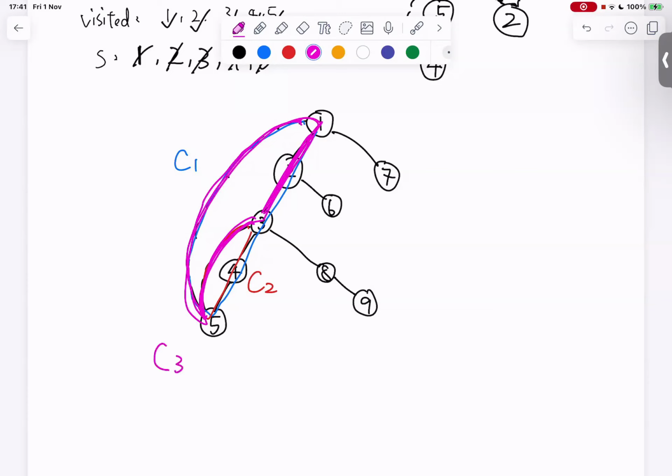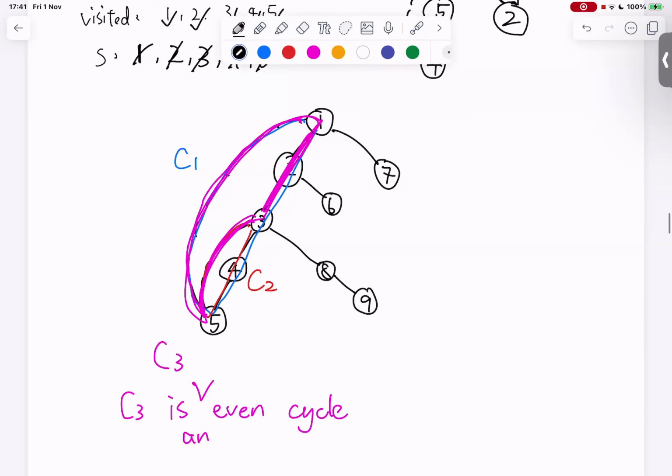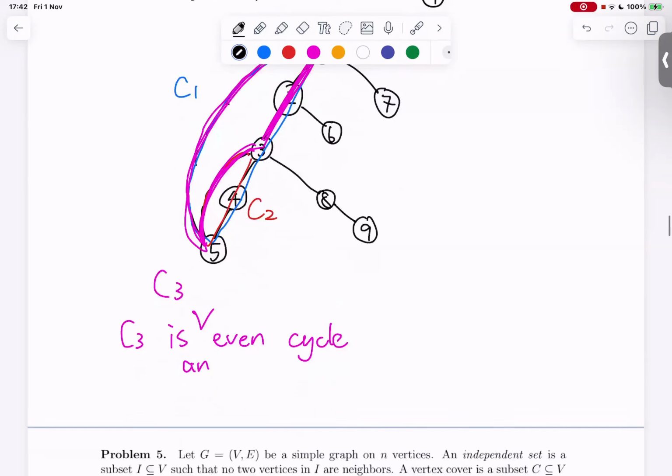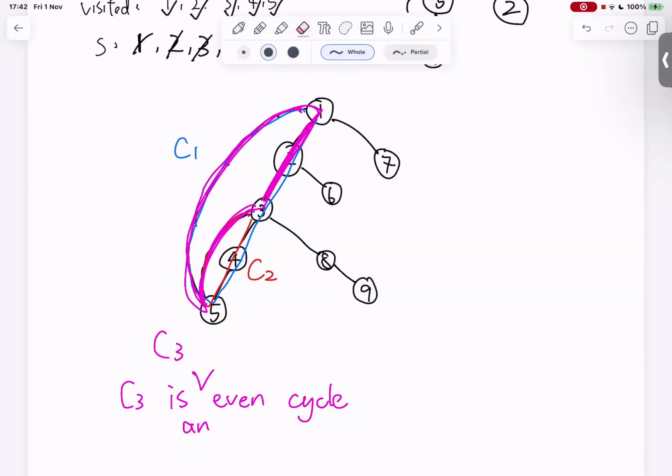Let's call this C3. So C3 is actually an even cycle. So you can see that if a given graph has no even cycle, then for every vertex we can only have one back edge. If we have two back edges, then we must have an even cycle. So this is the way we prove that every vertex should have at most one back edge.